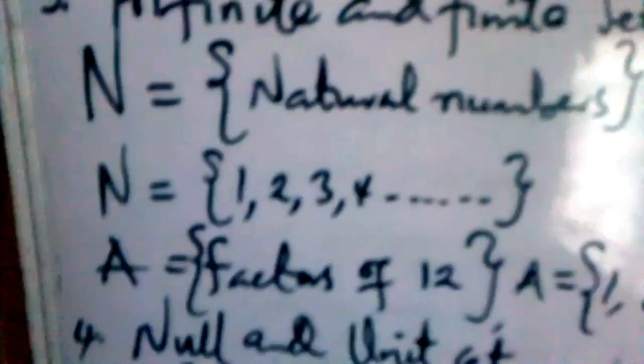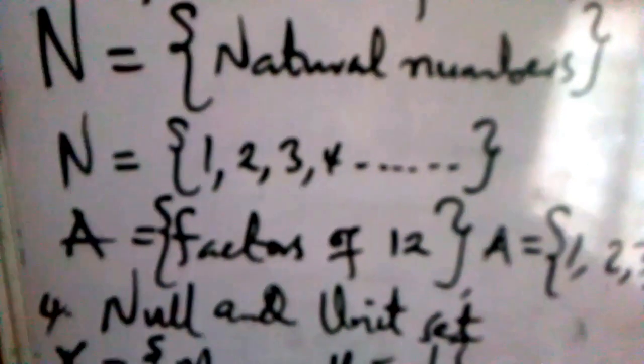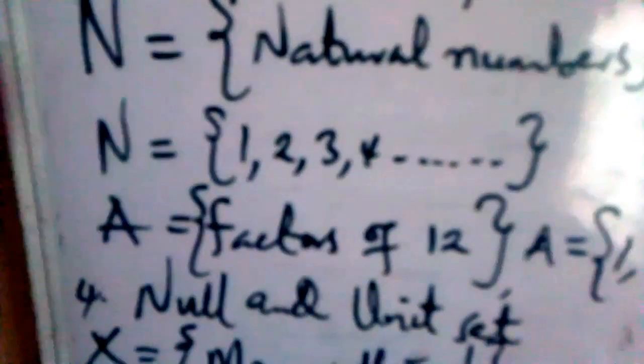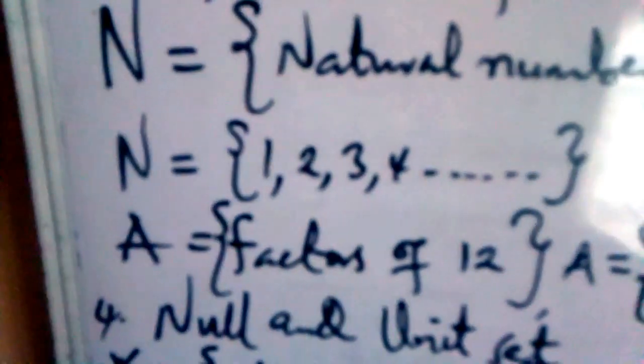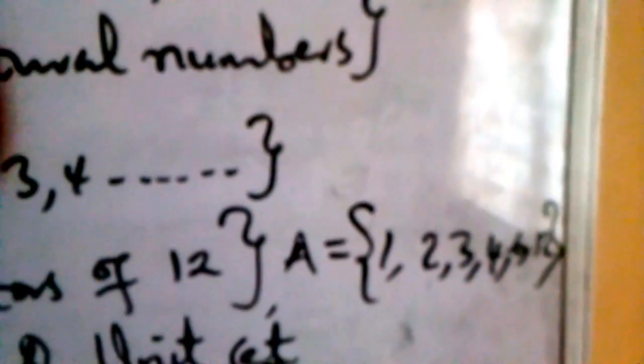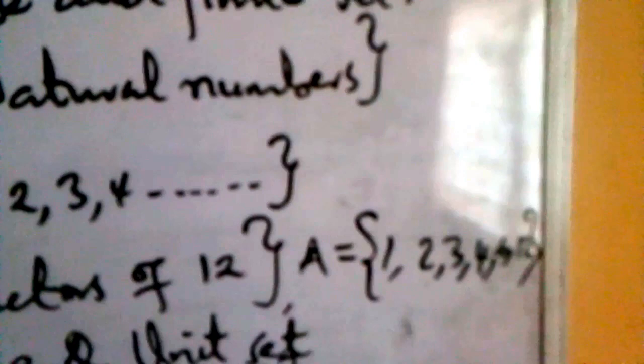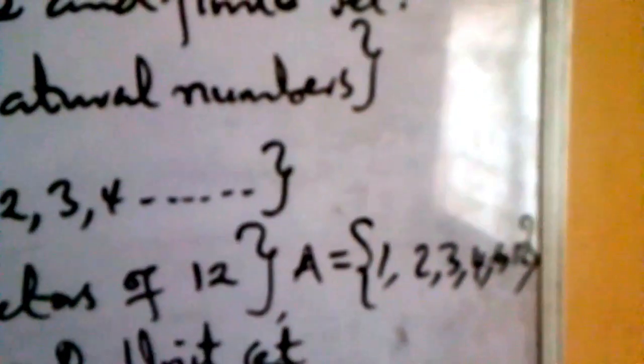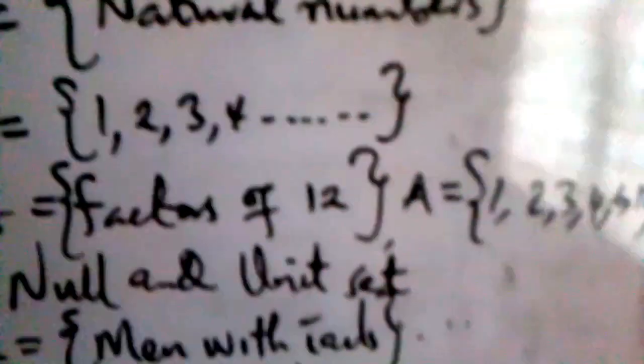I also have a finite set. A finite set is a set that terminates, that has an end. For example, set A. You say set A is the factors of 12. So you can list out the elements of the set as 1, 2, 3, 4, 6, and 12. It terminates. This type of set is called a finite set.